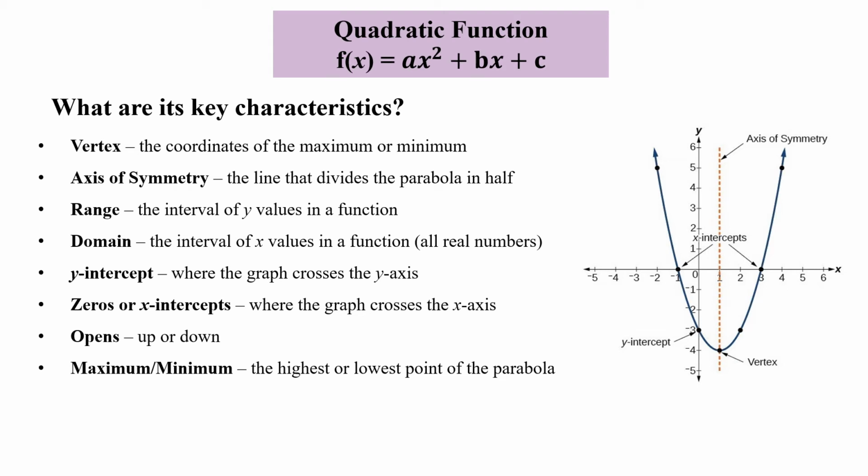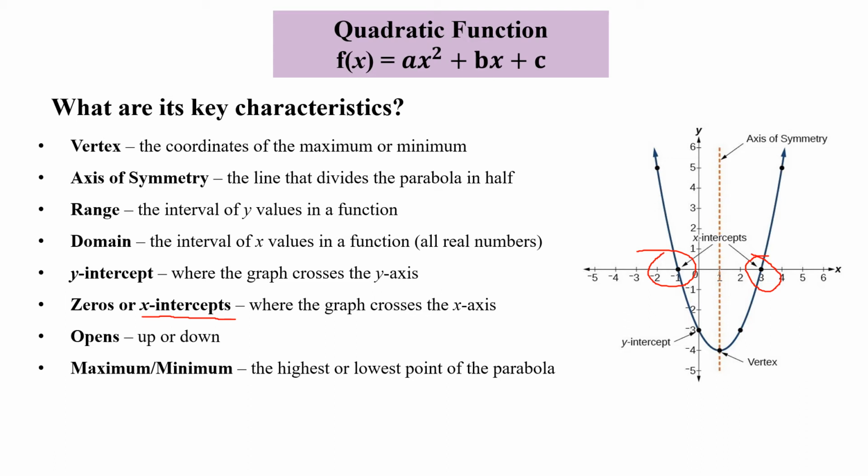Another characteristic would be the zeros, or another name for it would be the x-intercepts. The x-intercepts is where the graph crosses the x-axis. So this point right here and this point are known as the x-intercepts, which are the solutions to a quadratic function. And there are two solutions in this case.